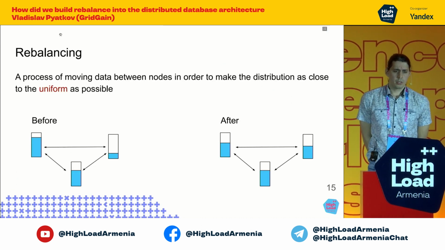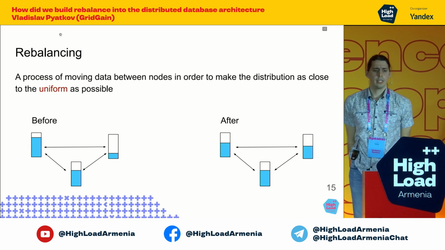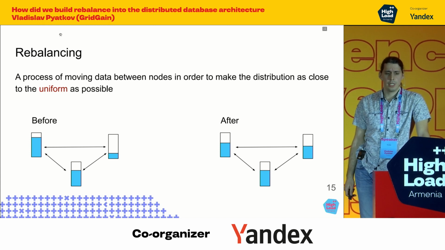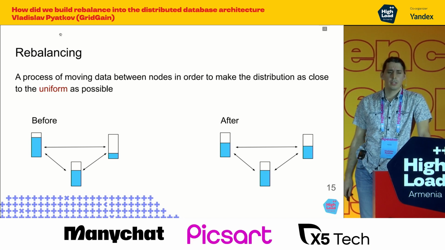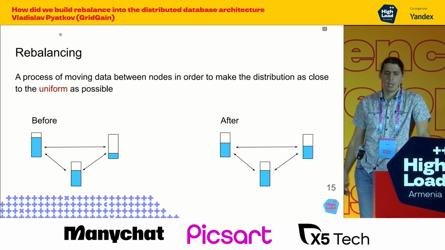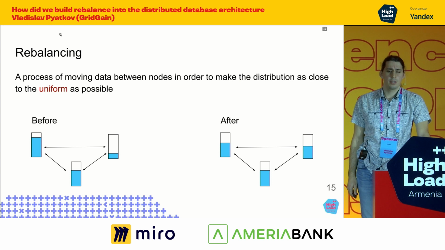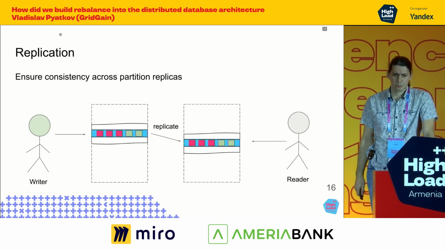There are 2 processes, and the first is rebalance. Rebalance is a common process for a distributed database, which has the purpose of distributing data as uniformly as possible. If you look at the slide on the left side, you see a cluster where the data is not distributed evenly. After the rebalance is finished, we have the same cluster, but the data is distributed as evenly as possible.